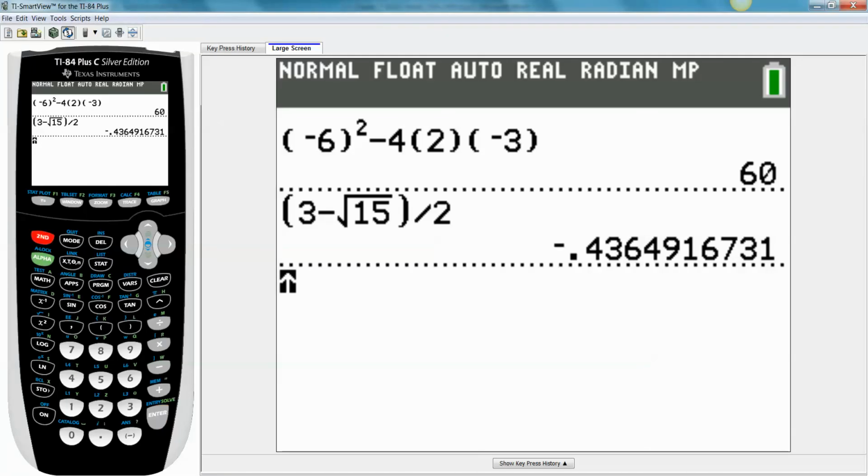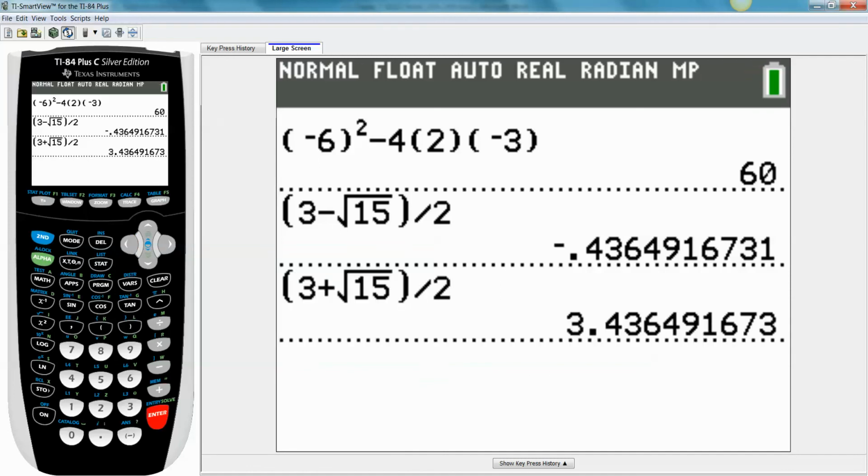Matter of fact, second enter will work beautifully, and you can put a plus sign in there. There we go. Plus, and it's the same problem, but with a plus sign, right? Second enter is a wonderful thing.